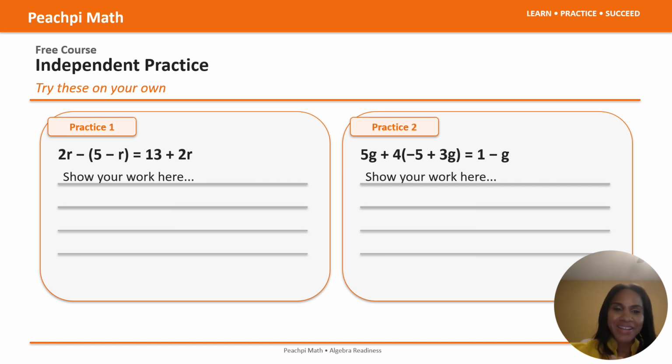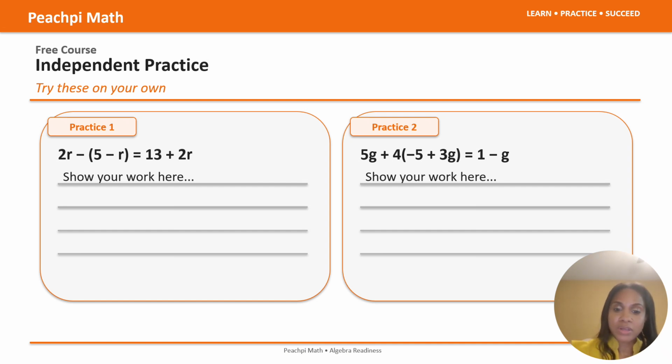Okay, we finally got into those practice problems I've been talking about for the past couple minutes. Problems 1 and 2 here. It looks like a lot, but break it down step by step. Remember, look for parentheses to see if you need to do the distributive property. Combine like terms if they're on the same side. Then start using your inverse operations.